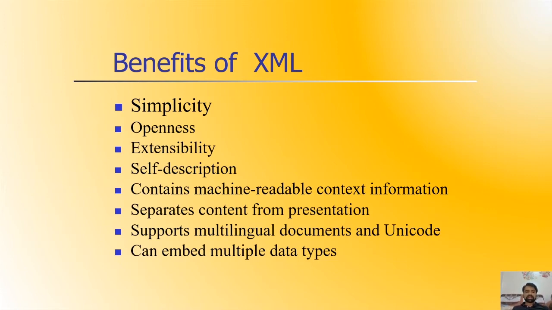Any XML tag can have an unlimited number of attributes, such as the number, version, the author, and so on. The next benefit is that it contains machine-readable context information. The tags, attributes, elements, and structures provide context information, opening up the probability of more efficient search engines, intelligent data mining, agents, etc.